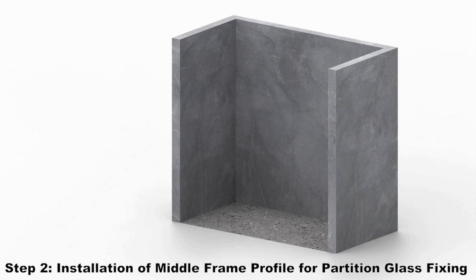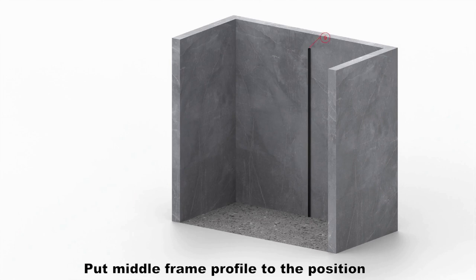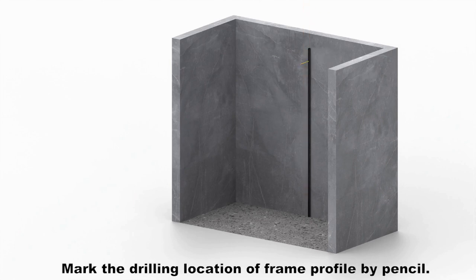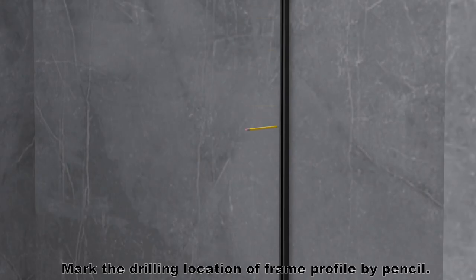Step 2. Installation of middle frame profile for partition glass fixing. Put middle frame profile to the position and measure the verticality with a level gauge. Mark the drilling location of frame profile by pencil.